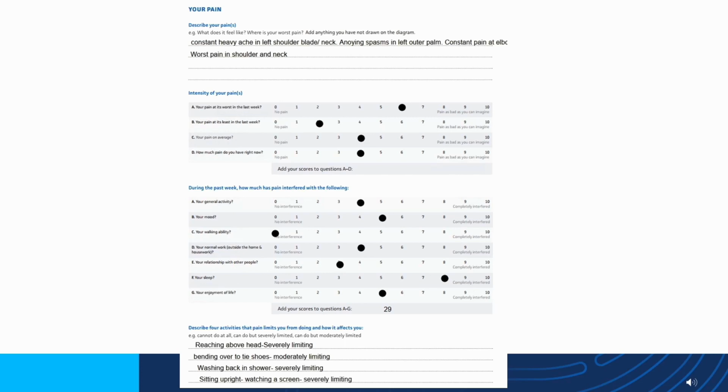She had bending was a problem. Washing her back in the shower was a problem. Sitting upright was a problem. So there was limitation to function.